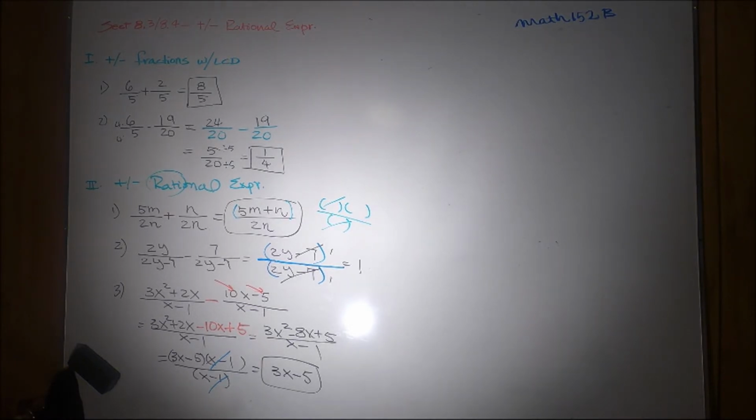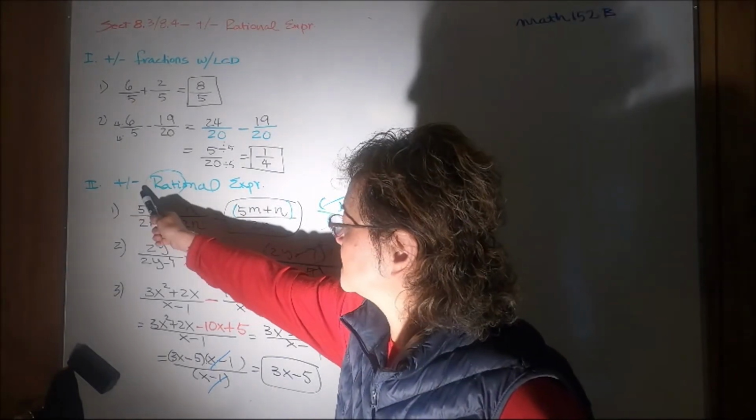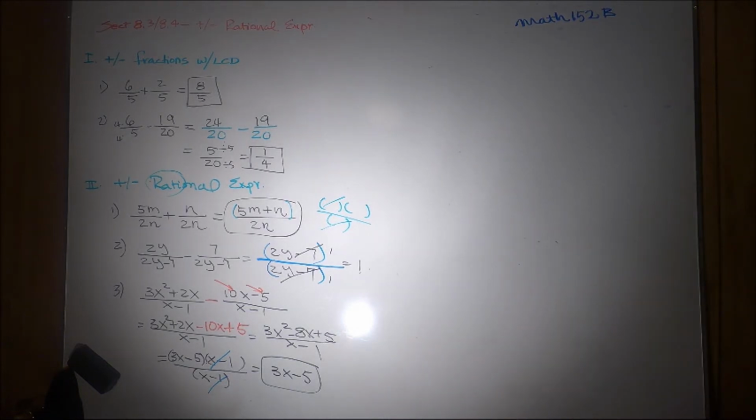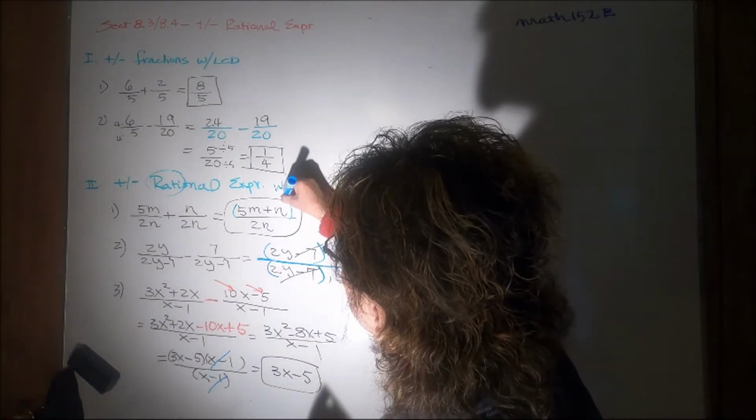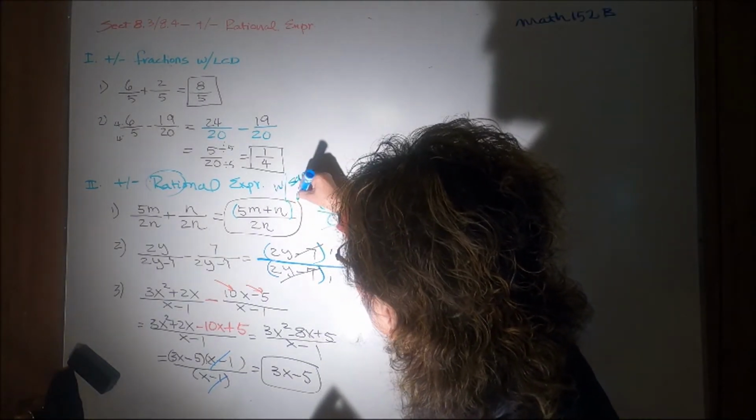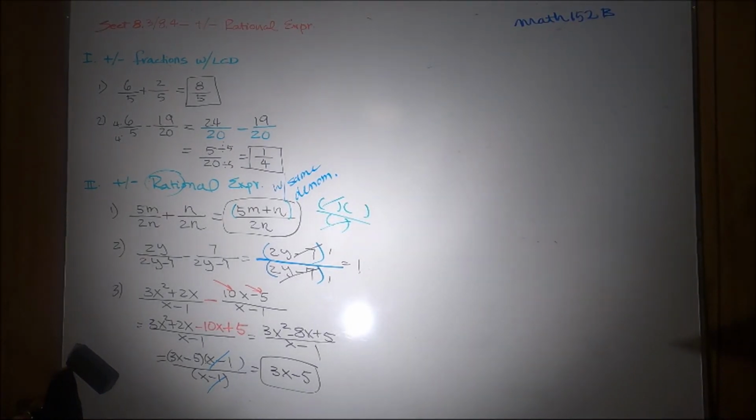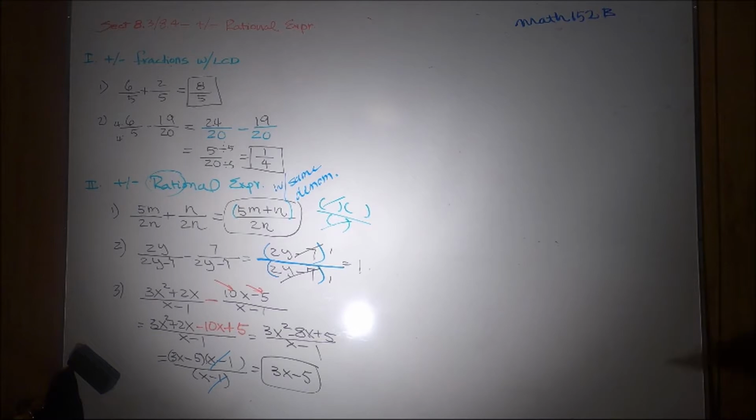Right? So what are we doing? We are doing what? Add and subtract rational expressions, right? And with what? With same denominators. Is that right? So with common denominators, you can just combine the tops, right? Then what happened?